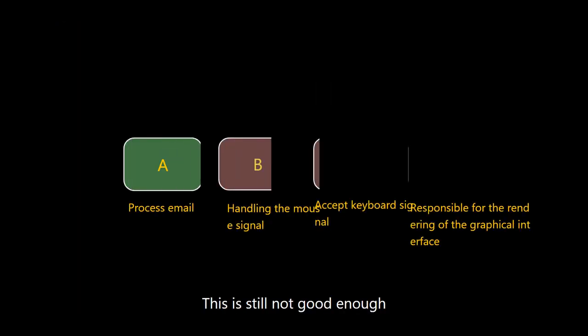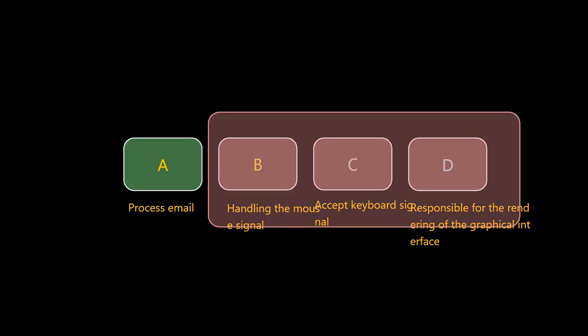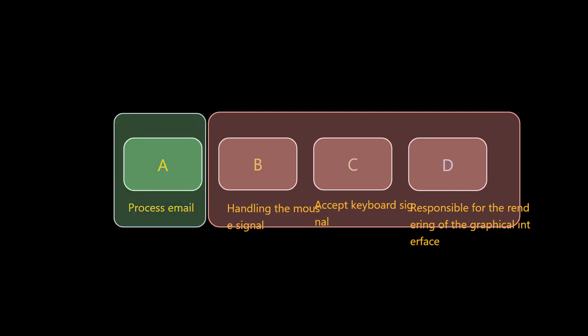This is still not good enough because the importance of different processes is different. Here, obviously, the processes B, C, and D that interact with the user are more important, while the background process A is relatively less important. The differentiated algorithm is called priority scheduling.